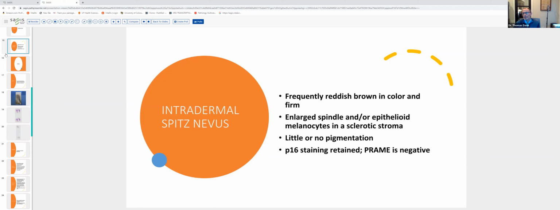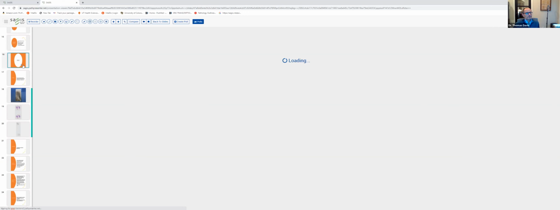So this was just a real nice example of an intradermal Spitz nevus, which shows a lot of histologic overlap with a desmoplastic nevus. In a desmoplastic nevus, however, one tends to have a proliferation of smaller, more banal-appearing melanocytes rather than the enlarged spindled or epithelioid melanocytes characteristic of a Spitz. But occasionally you'll see a tumor that's kind of combined, with a mixed population of cells.